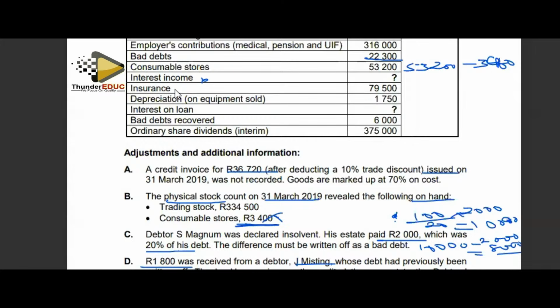So we have insurance. Insurance, this is insurance for the business, okay? Insurance is given as 79,500, okay? Then we have to go down and look if they are saying anything about insurance. You see what I'm doing? I'm not recording any item. If they are not saying anything about it, it means that the figure given to me is correct, okay? But the moment I go down and look and I find that there is any additional information about it, then I have to adjust this figure. It means that this figure needs to be dealt with, okay?